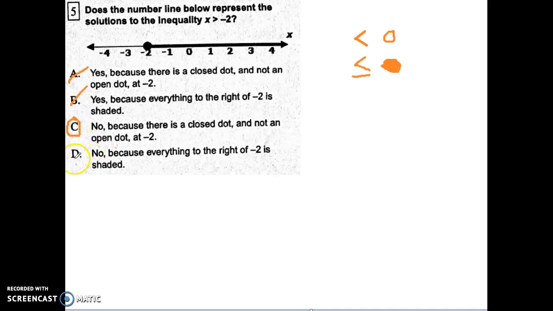Let's check out D. No, because everything to the right of -2 is shaded. Well, everything to the right of -2 should be shaded, so this is wrong because we need it to be shaded, but it's an open dot. It needs to be an open dot.